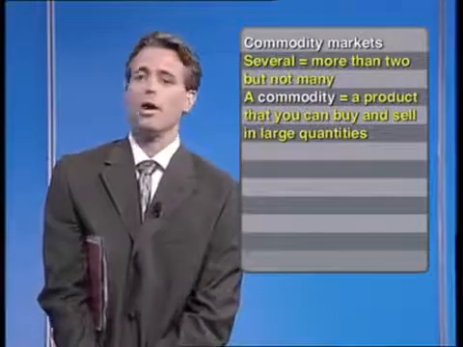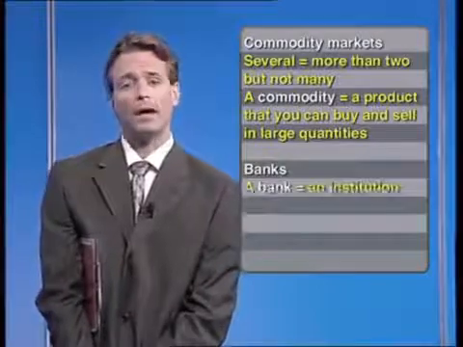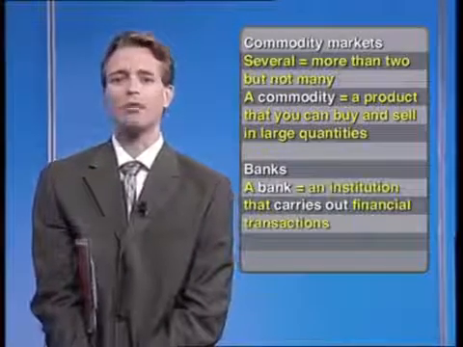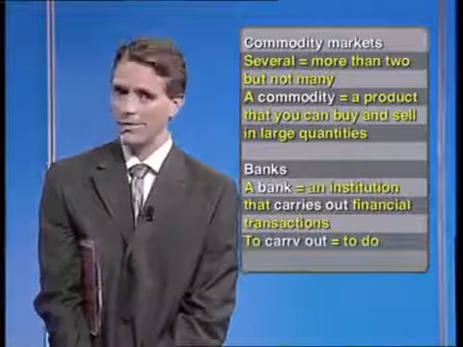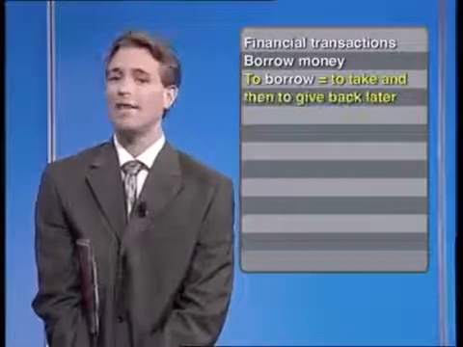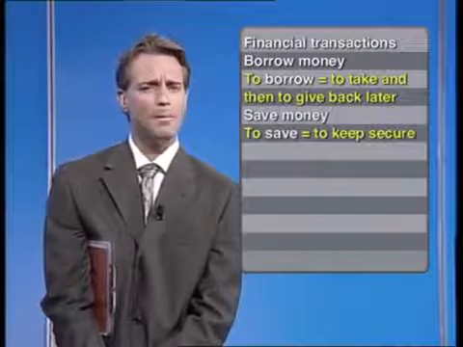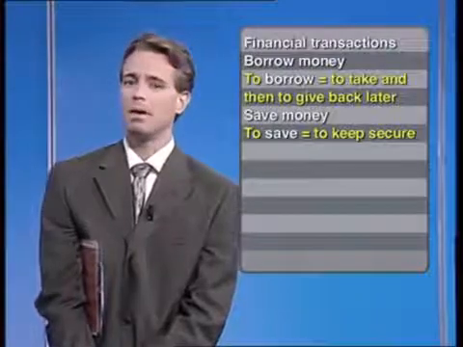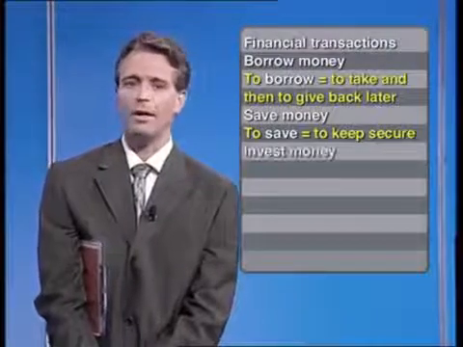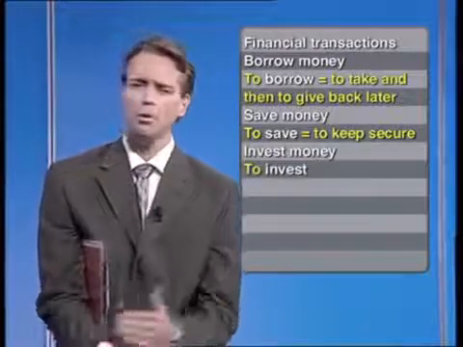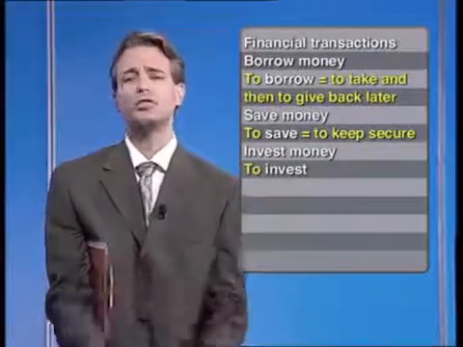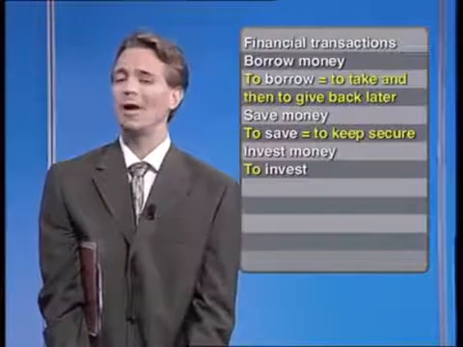And of course, there are lots of banks in the city. A bank is an institution that carries out financial transactions. To carry out means to do. Financial transactions are the things you do with money. Some examples are, you can borrow money. To borrow means to take and then to give back later. You can save money. To save means to keep secure. The bank keeps the money for you. You can invest money. To invest means to buy something or put your money into a company to have a financial return. People invest money to make more money.